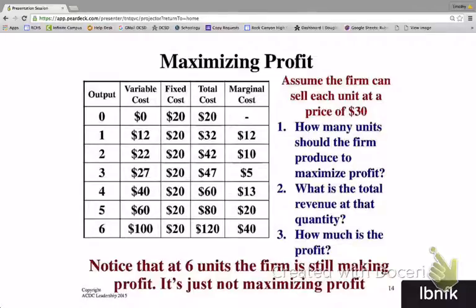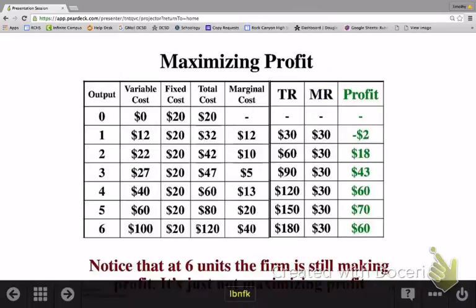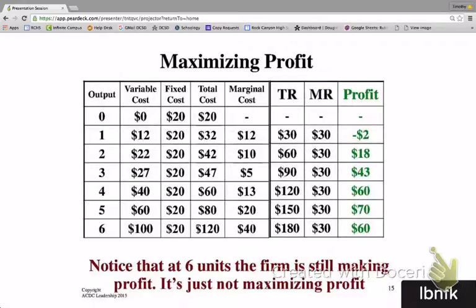Notice here that at 6 units, the firm is still making profit, but as we said before, not maximizing it. Where is profit maximized? At 5 units. And that is where marginal revenue is still greater than marginal cost. At the 6th unit, marginal cost is now greater than marginal revenue. So we would produce 5 units to maximize our profit.